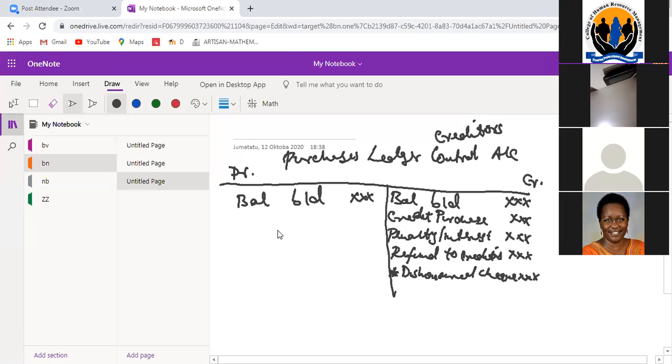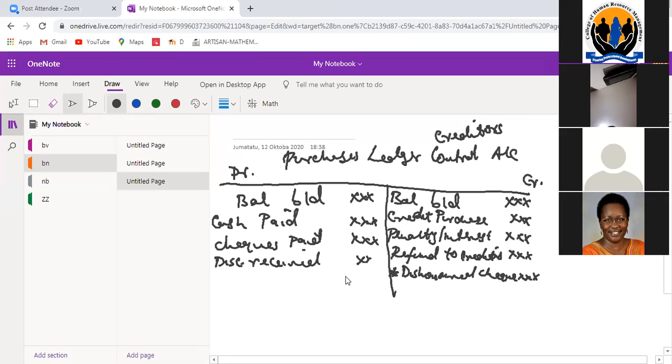Then on this side, we record items that are going to reduce the creditor's amount. And what is going to reduce the creditor's amount? It is cash paid. If we pay them, we are reducing. Checks paid. If we pay them by check, still we are reducing the debt. If we receive a discount from them, this is a discount received, it is reducing the debt. If we also have purchases returns, if we return some goods to them, it is reducing the debt again.